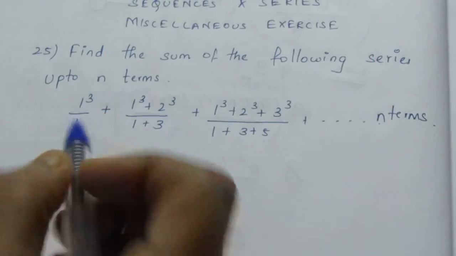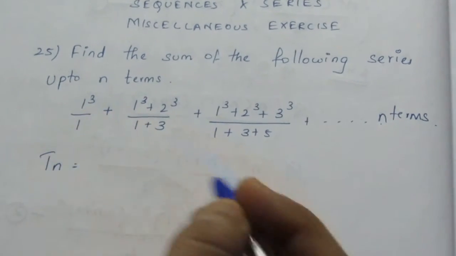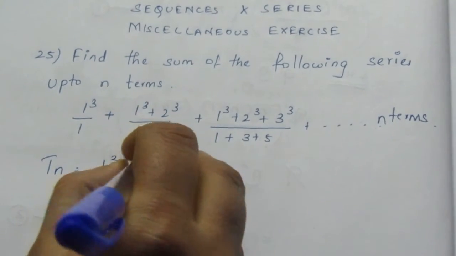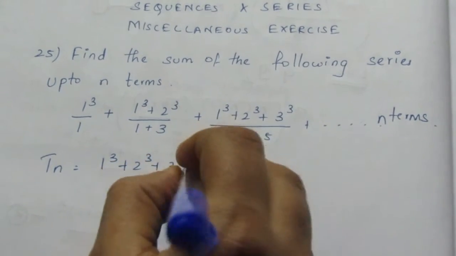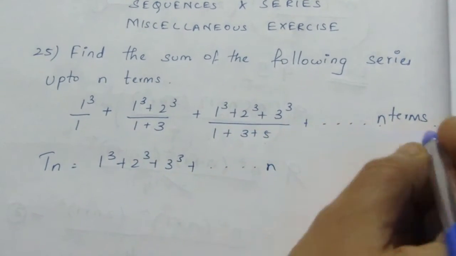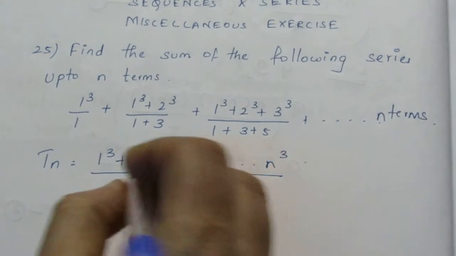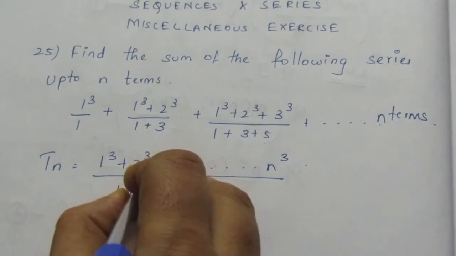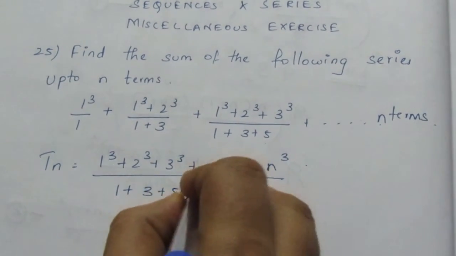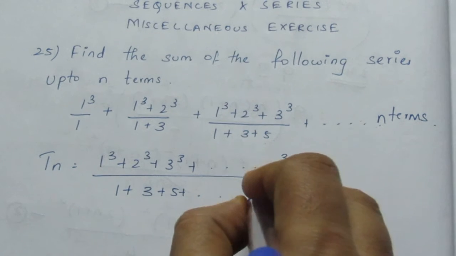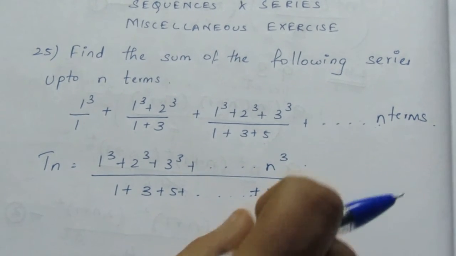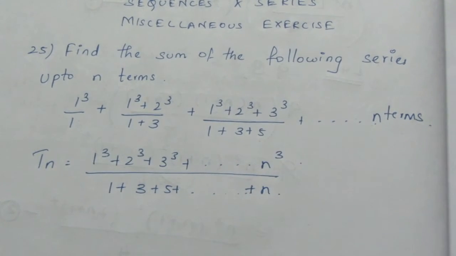So your nth term will be 1 cube plus 2 cube plus 3 cube, and as it is n terms, it will go till n cube. In the same way, in the denominator you will have 1 plus 3 plus 5 plus 7, like that it goes up to the nth odd number.